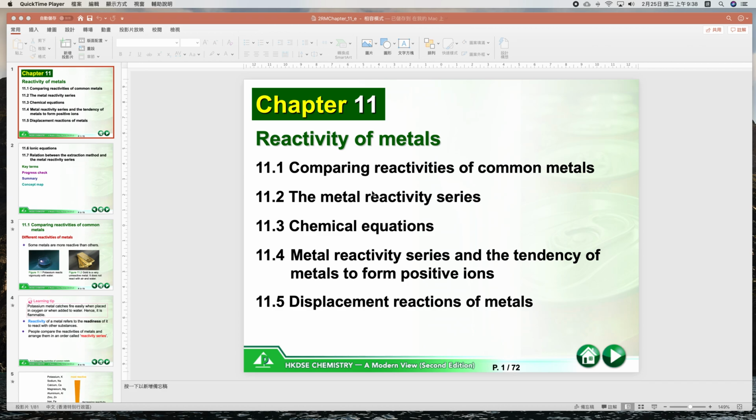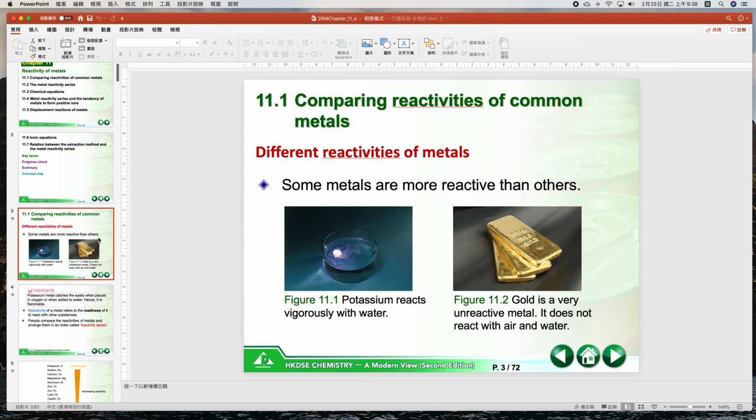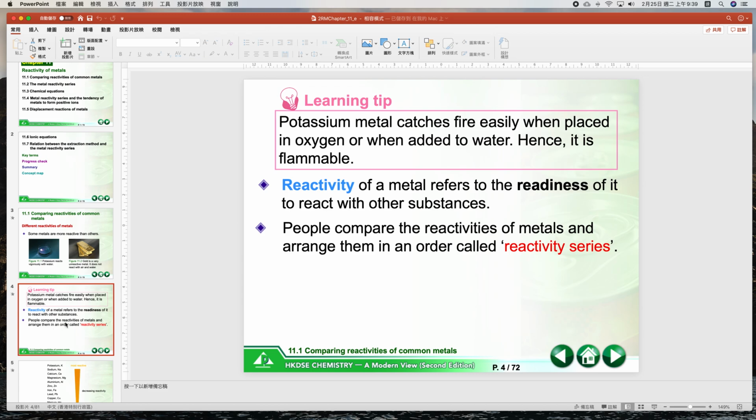In this chapter, we would like to talk about the reactivity of metals. When we talk about reactivity of metals, we find some metals are more active in reactions than others. That's why in chemistry we use the term "more reactive", such as potassium is more reactive than gold if we compare their behavior in water. So we can say reactivity means the readiness of the metals to react with other substances.